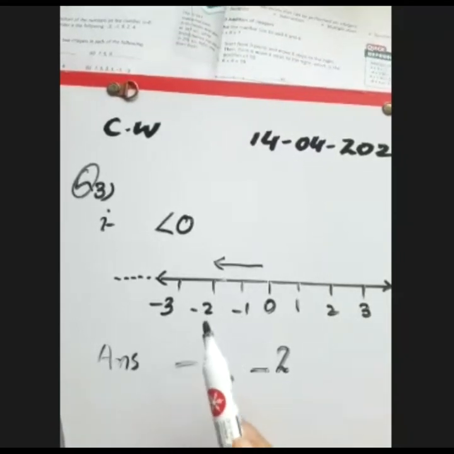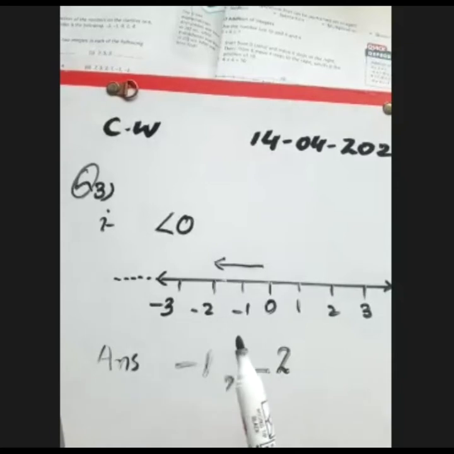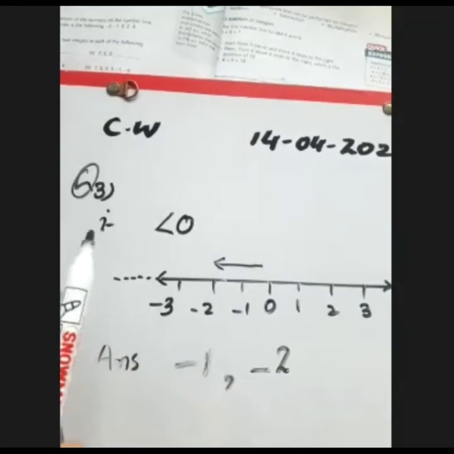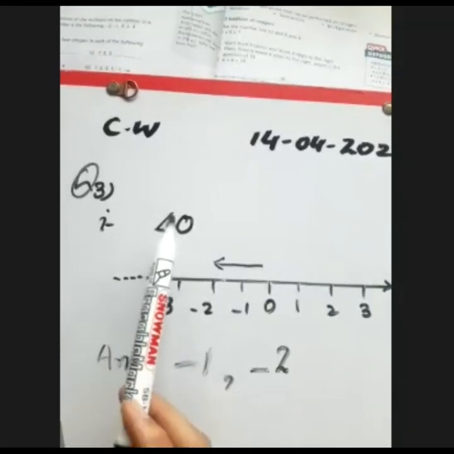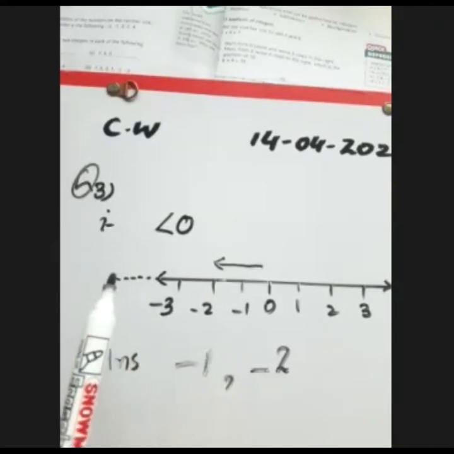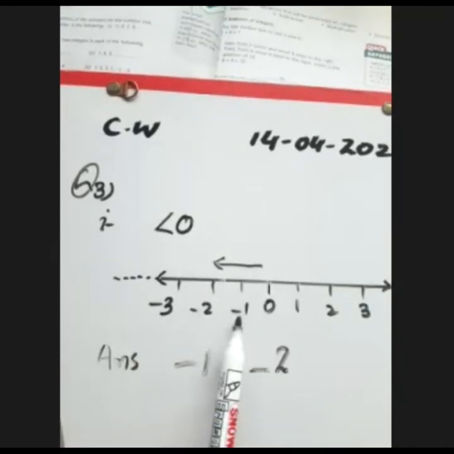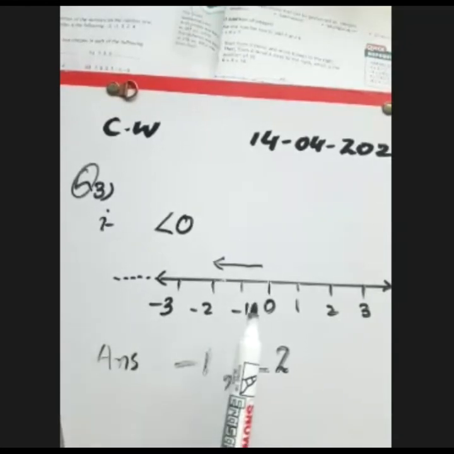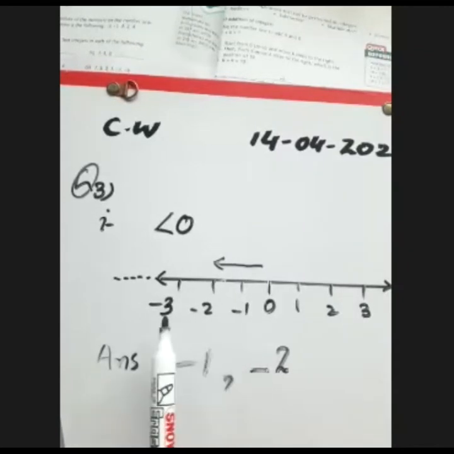You have to mention two integers. The first part is less than 0. You have to mention two integers which are less than 0. They are -1 and -2. On the number line, you can see that towards the left hand side of 0 there are so many integers, but two of them are -1 and -2.